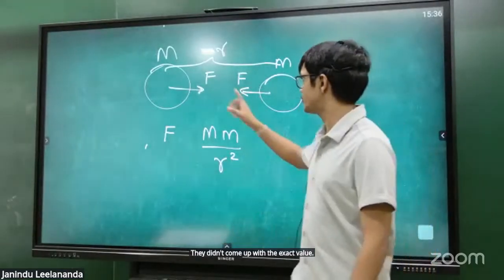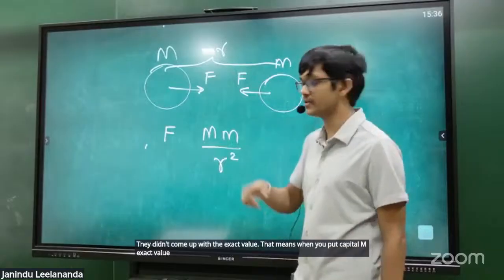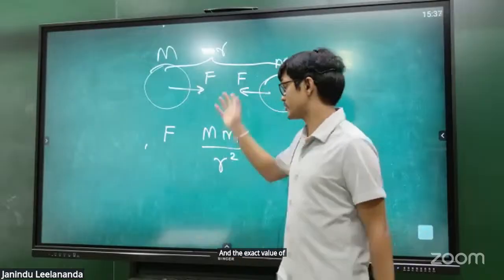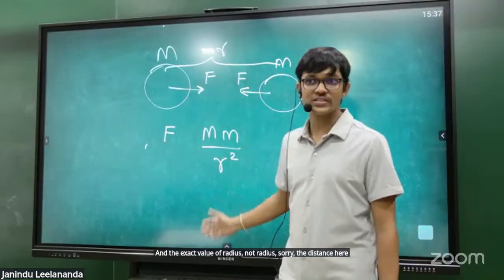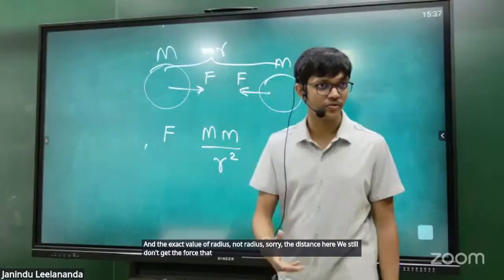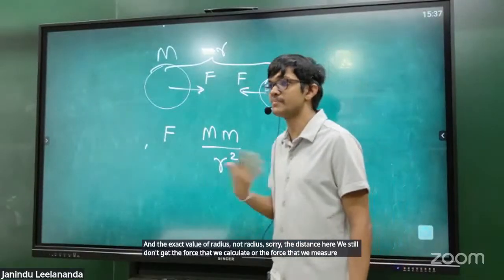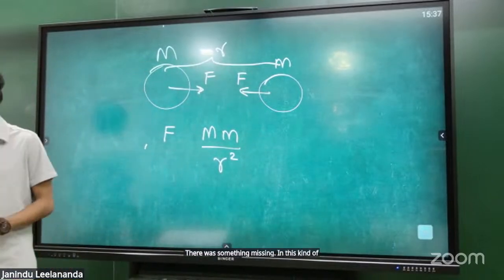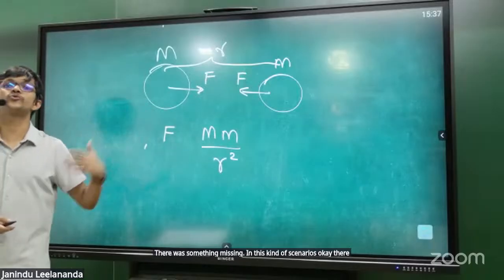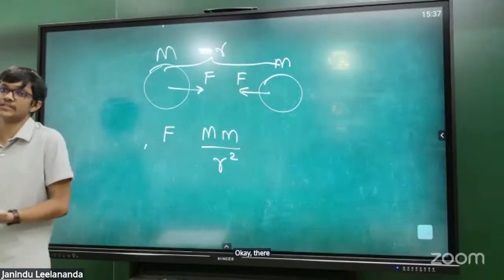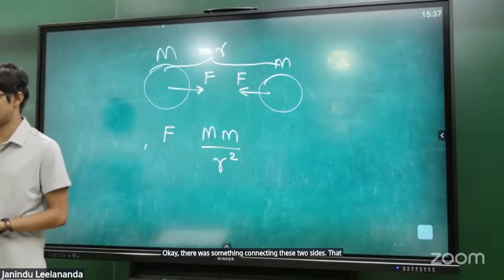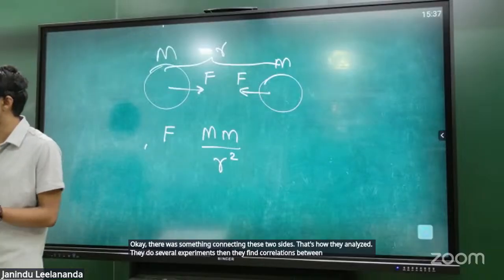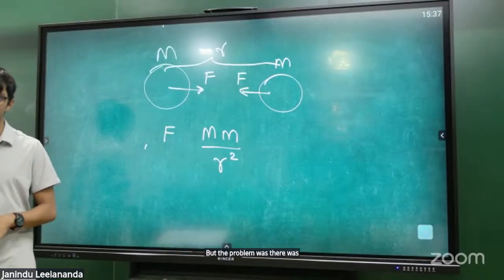When you put the exact value of capital M here, the exact value of simple m here, and the exact value of the distance here, we still don't get the force that we calculate or measure. So there was something missing. There was something connecting these two sides. That's how they analyzed: they do several experiments, then they find correlations between different quantities. But the problem was there was something connecting them.